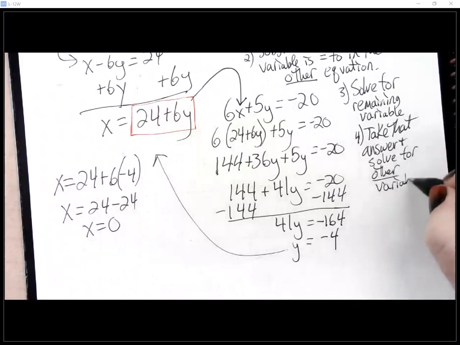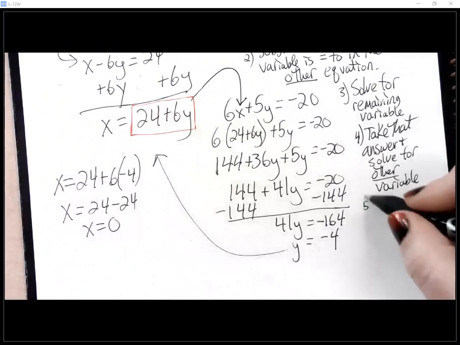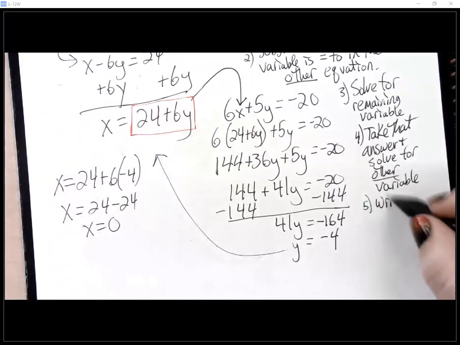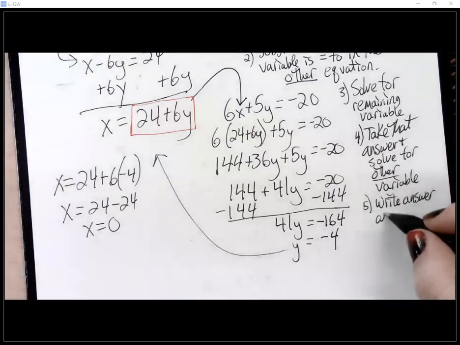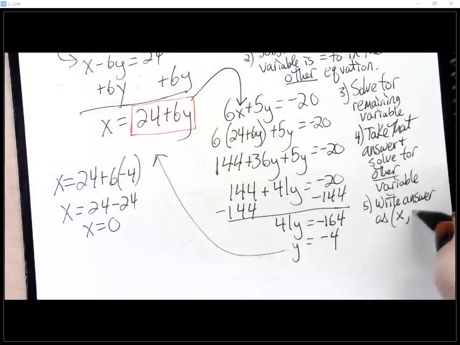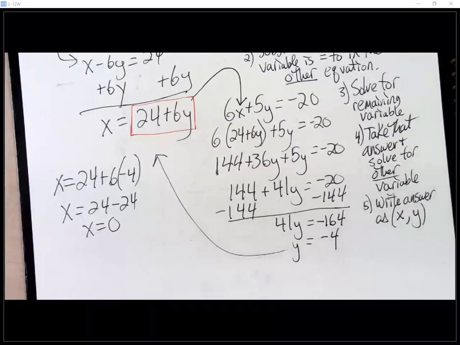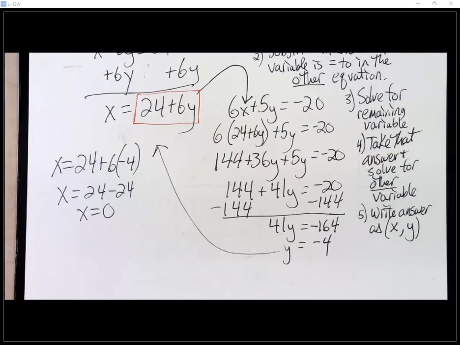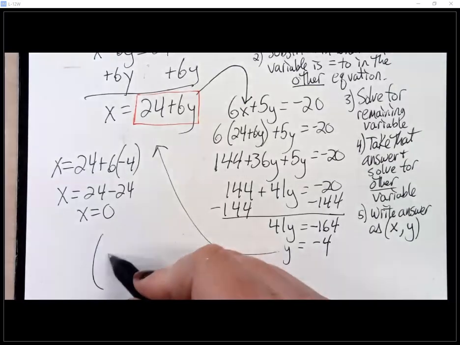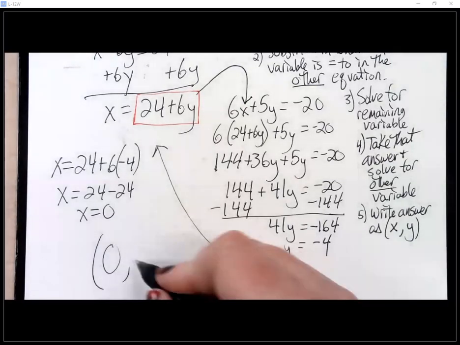And then simply write your answer as an ordered pair. Remember, it's always the x first, then the y. It doesn't matter the order in which you found them in. So my final answer is going to be 0, -4.